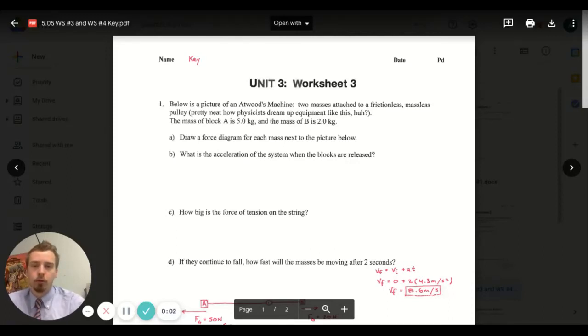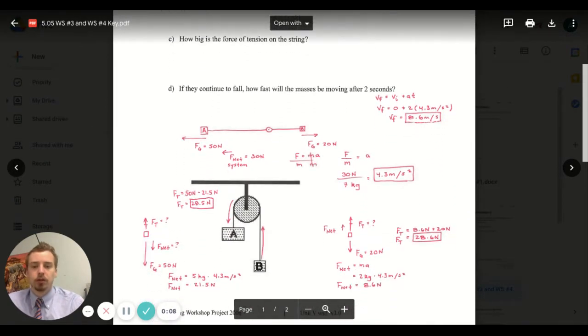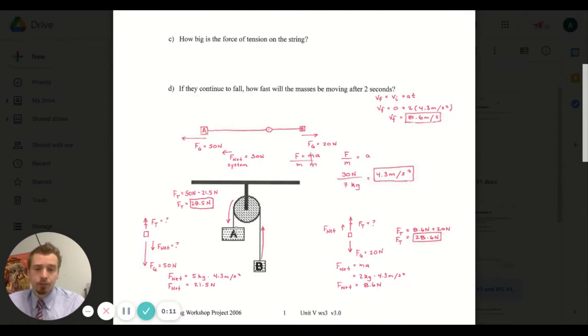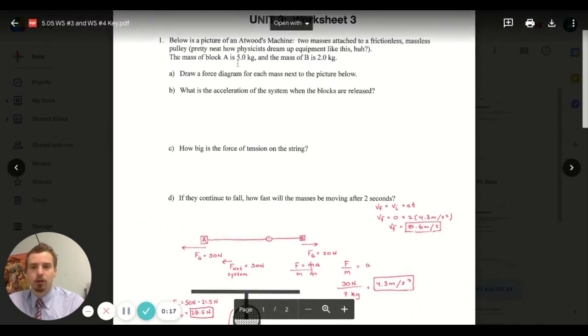In this video, we're going to be going over worksheet number 3 and worksheet number 4. For worksheet number 3, you were asked to look at this modified Atwood's machine, which has a heavy block on the left side and a small 2 kilogram block on the right side. They tell you that the big block is 5 kilograms.